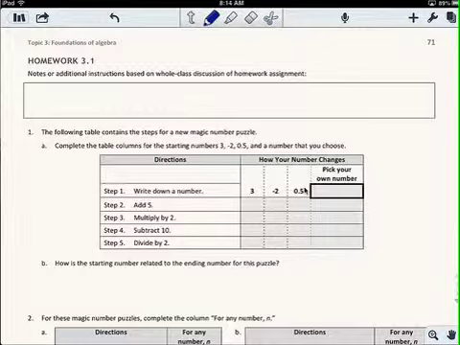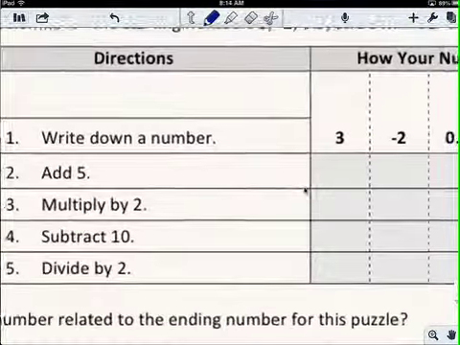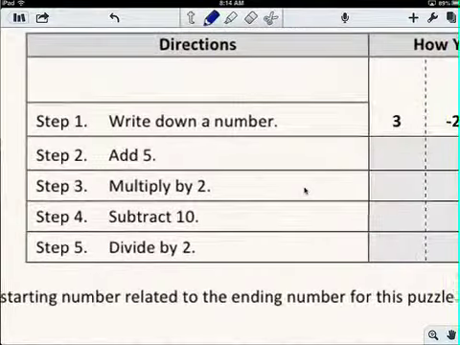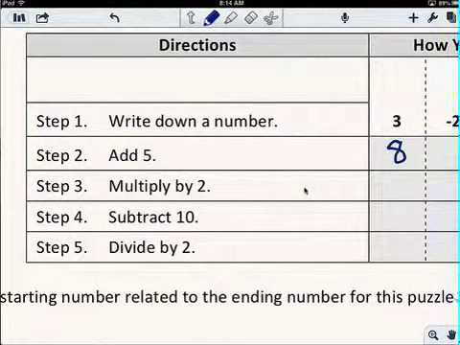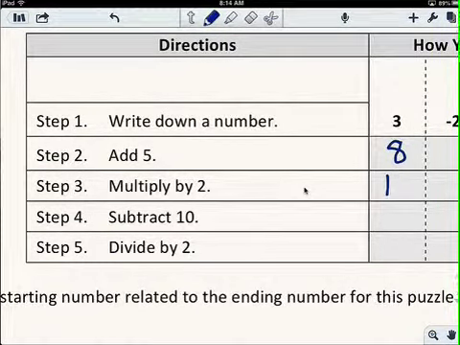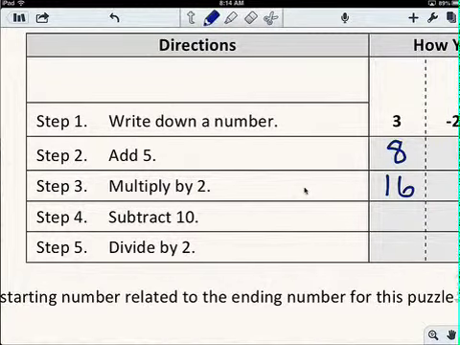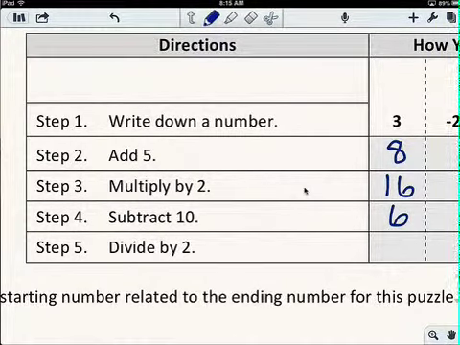The following table contains the steps for a new magic number puzzle. Complete the table columns for the starting numbers 3, -2.5, and the number that you choose. Alright, so this is where we just have to follow the directions. I look at 3, and then it says add 5, so 3 plus 5 gives me 8. Then I multiply by 2, so I take my last answer, 8, and multiply it by 2. 8 times 2 is 16. Now I subtract 10, so 16 minus 10 is 6. Again, I'm using my last answer to get my new answer, and then divide by 2. So 6 divided by 2 is 3.